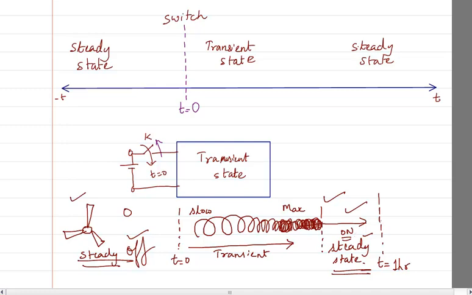Then as soon as you switch, what will happen? The speed of the fan becomes slow and it becomes off. So up till that slow movement, up till it becomes off, this is the transient stage after the switching. So this was the second time I switched off. I flipped the switch. This is the transient state, and after that, once it becomes off, again it is in the steady state.